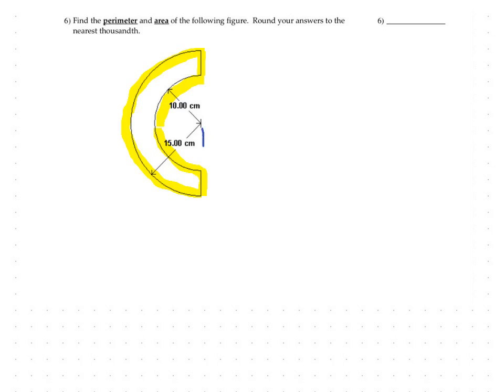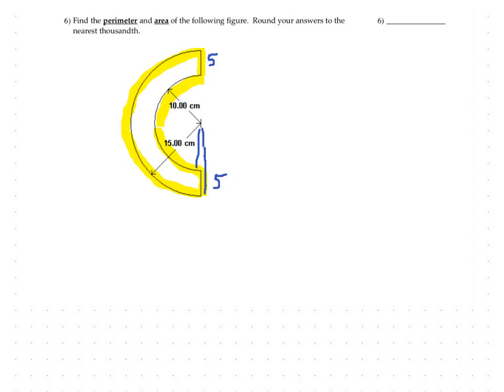From the center to the bottom, center to the outside, no matter where it is, is 15. From the center to the inside edge is 10. The difference would have to be 5. That's the distance on the straight edge along the bottom, and the top, same thing. The outside radius of 15 minus the inside radius of 10 would give you a difference of 5.